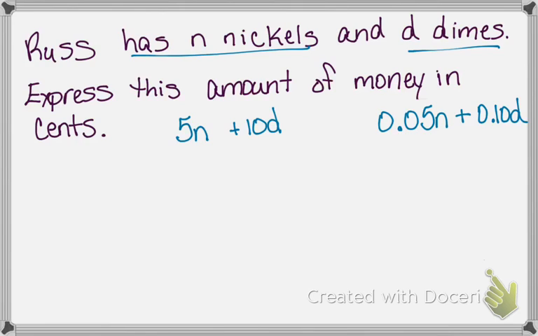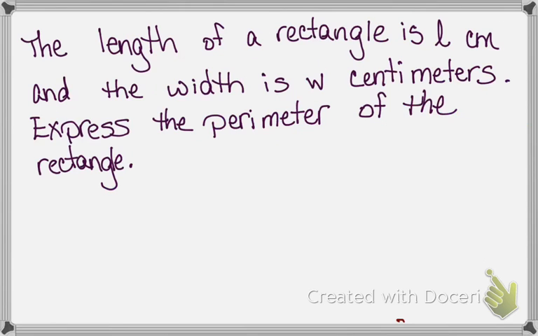Okay? Now, I'm going to give you another one, and I want you to draw a picture. Okay? When all else fails, draw a picture. Okay? The length of a rectangle is L centimeters, and the width is W centimeters. Express the perimeter of the rectangle. Draw the rectangle, and then go back to the length of a rectangle is L centimeters. And the width is W centimeters. You're not plugging in numbers, you're plugging in letters.